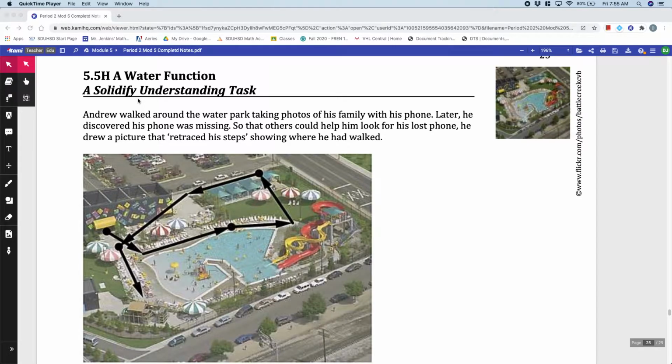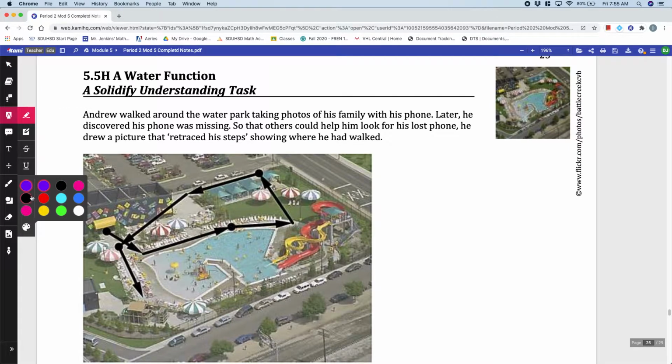So go ahead and have your notes out. Take notes as if I was right there in front of you. And this one shouldn't take too long. It's a relatively quick lesson.